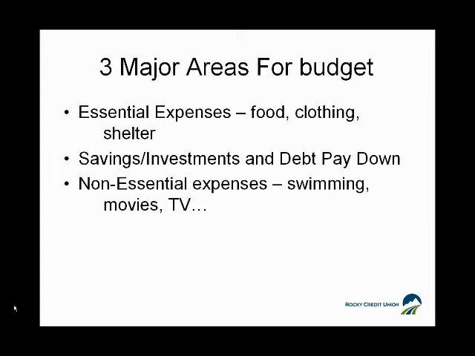The first part covered the basics of creating a budget, tracking your expenses and your income, especially the expenses, so that you can control where you're spending your money. This part's going to talk a little bit about some of the major areas that you end up spending money on on your expense side. There's 3 major areas: the essential expenses such as food, clothing, and shelter. Without those things, we can't survive. Then there is savings, investment, and debt pay down. And then finally the non-essential expenses, which we'll talk about in the next presentation. Non-essentials are the things that we don't have to have in order to survive.